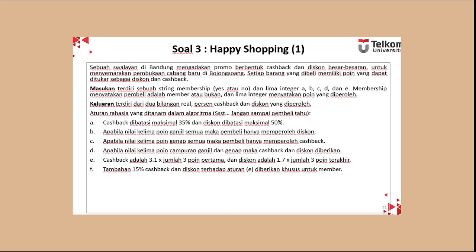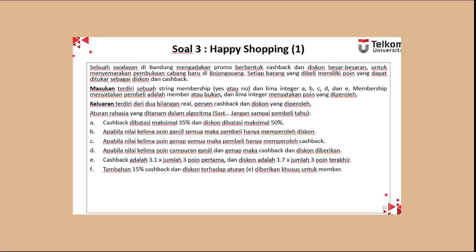The second one is if the customer points are all odd, then the customer only gets a discount. But in the third one, if the customer points are all even, then the customer only gets a cashback. And then the fourth one is if the customer points have even and odd numbers inside of it, then the customer will get the cashback and also the discount.